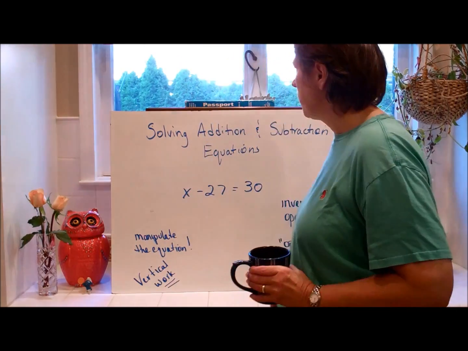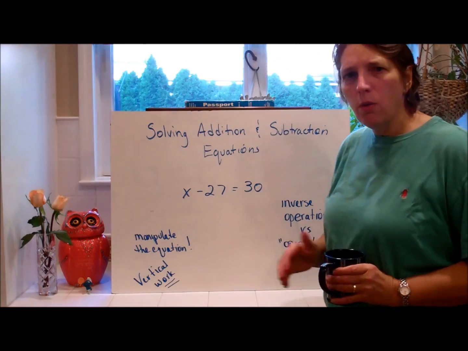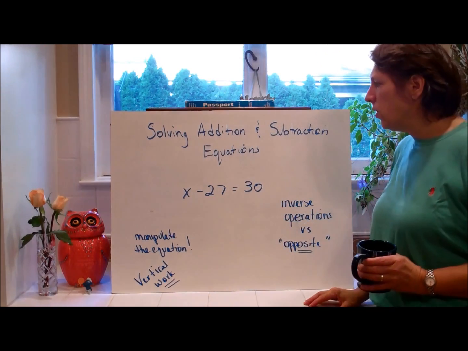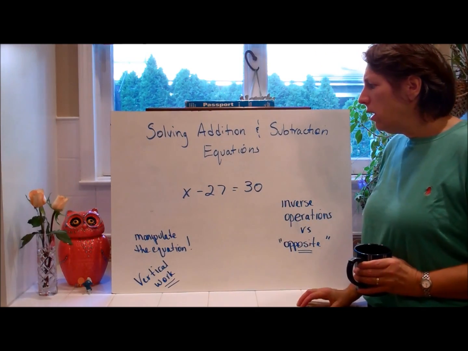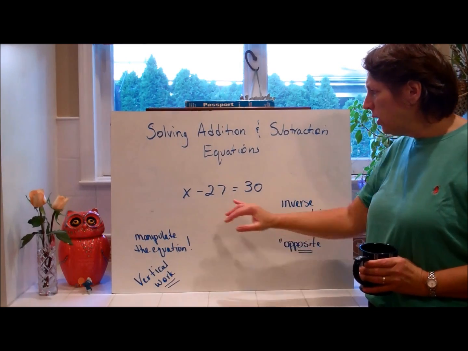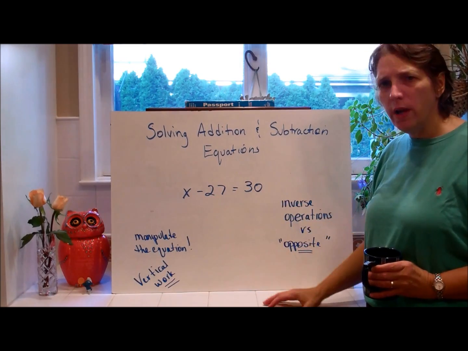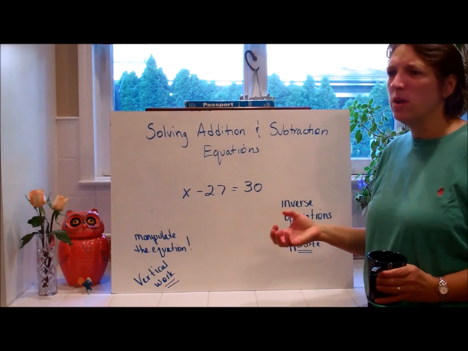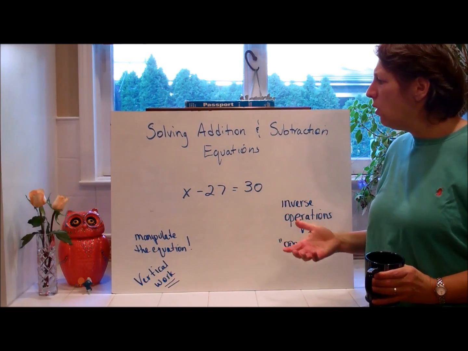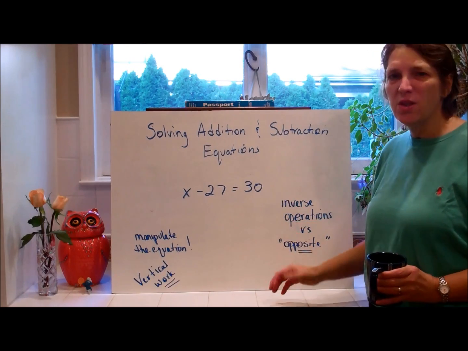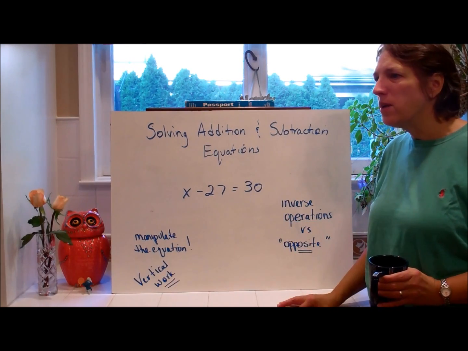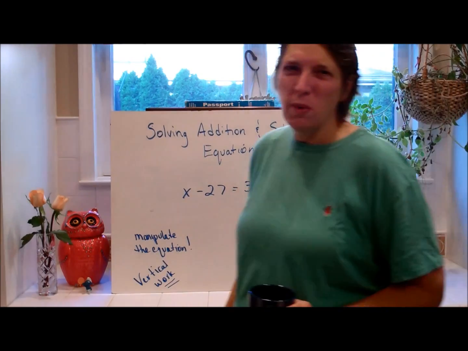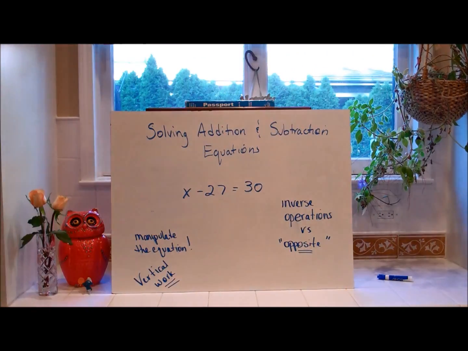So let's get started. We're going to start out with the subtraction equation, x minus 27 equals 30. And the whole idea is when we want to solve an equation, and we start off with simple ones so that you know the answer, so that when you do the problem, you know what the answer is. So if you do the work the way I expect you to, and then you don't get the answer, then you know that you've made a mistake somewhere in the work.